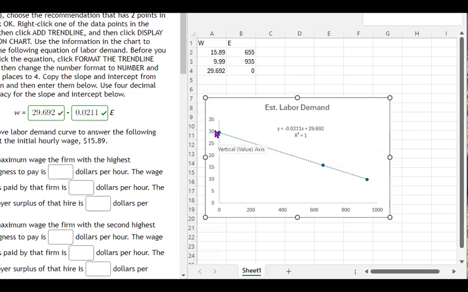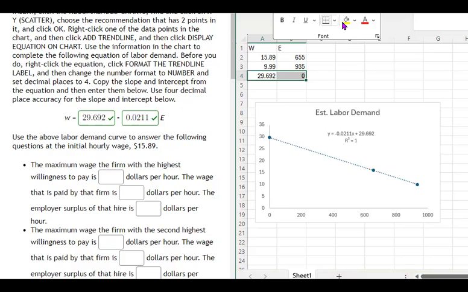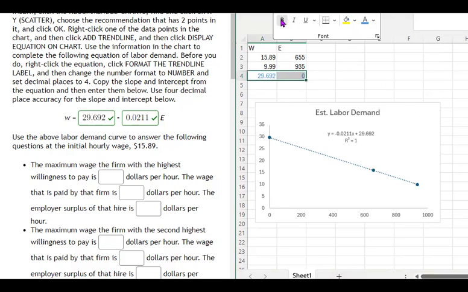Now we're going to use this estimated labor demand equation to answer the questions that follow, right? And we're going to do that right here. So this right here is the intercept. I'll make that blue. And then this is the point we're going to be calculating here, right? I'm going to make this red. We're going to calculate points along the demand curve, right? I'm going to pull this down and then make it red, right?